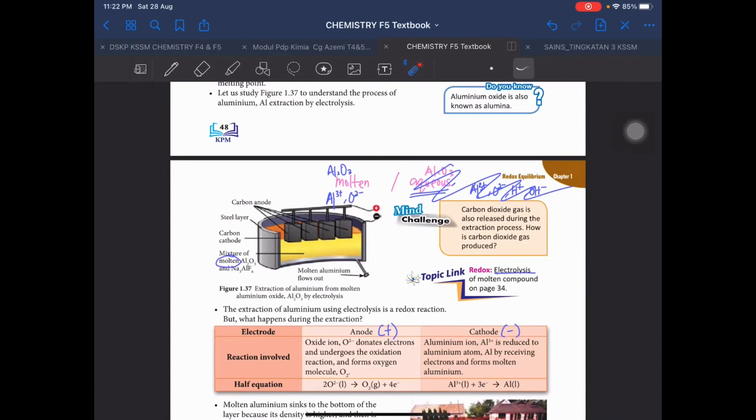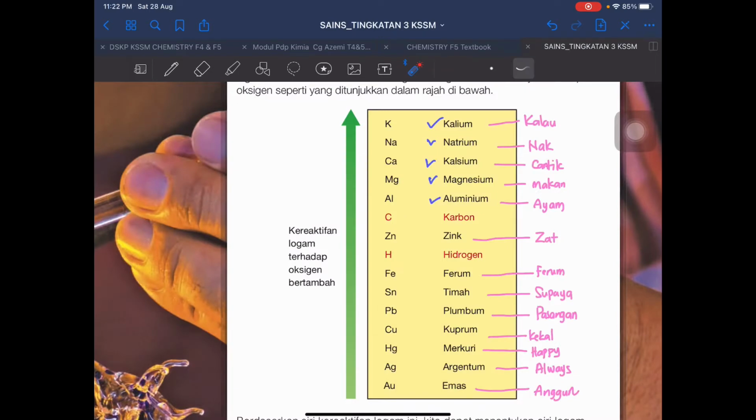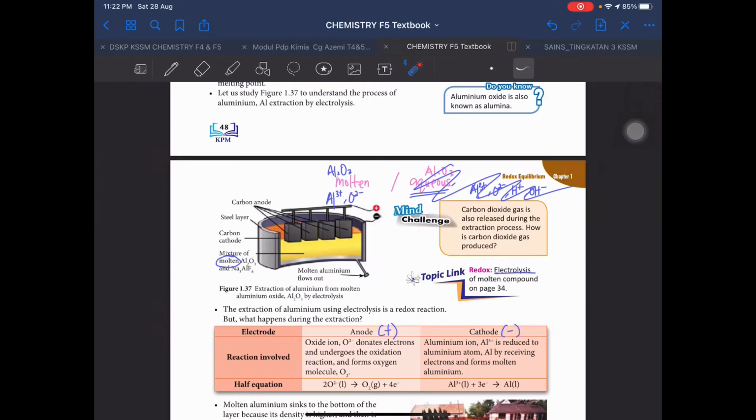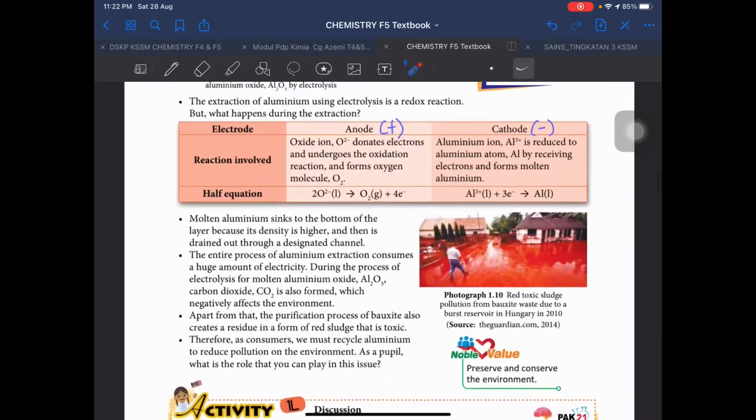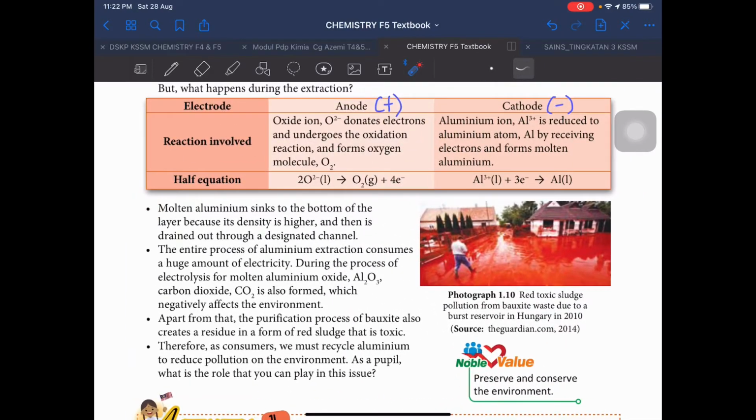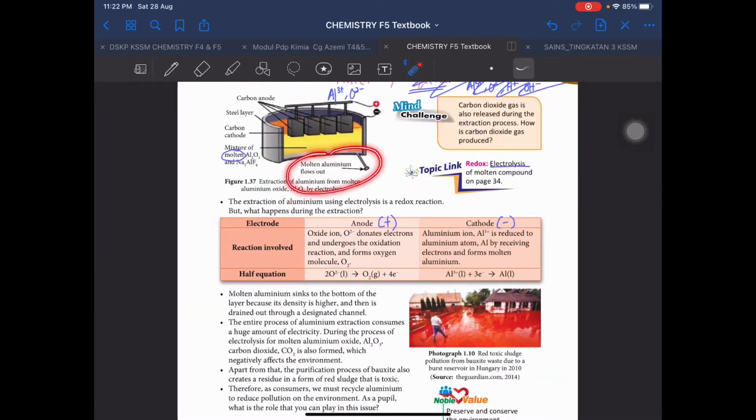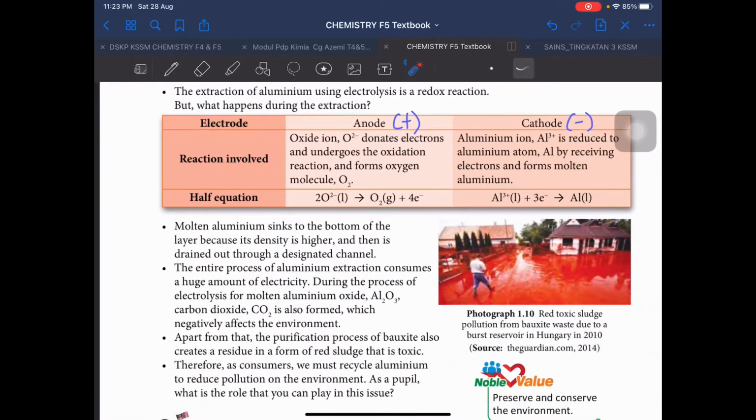Okay, so from the concept of electrolysis and also the reactivity series of metals, you now understand that aluminium can be extracted from its ore by electrolysis. Why? Because it is above carbon. Okay, so let us look at this one. The point here, molten aluminium sinks to the bottom of the layer because its density is higher. Then it drains out through a designated channel. This is how molten aluminium flows out.